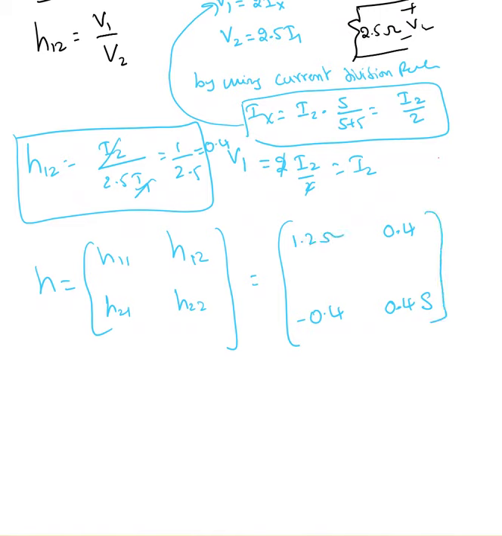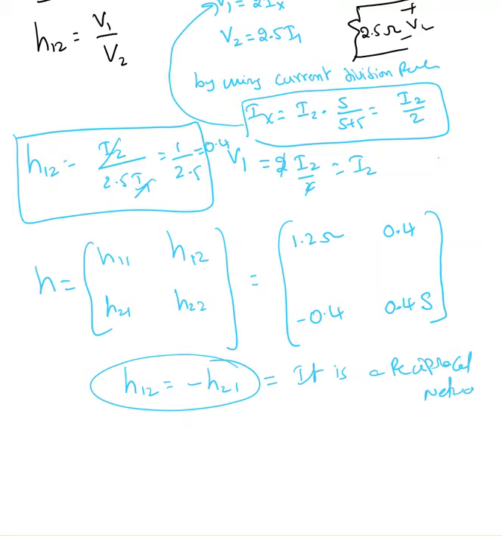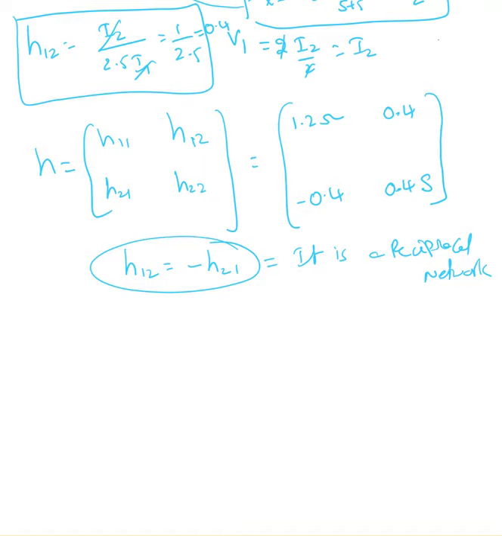Now if you look into the previous notes, if h12 equals negative h21, which in this case it is, then it is a reciprocal network. Even though it's a reciprocal network, there is no way we can represent it with either a T model or a pi model, but we can write down the equivalent circuit here.